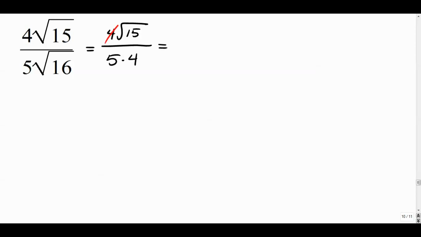4 is on the outside and it's in the top. It's down here, you can cancel them. So it's radical 15 over 5. And that's it. That's a finished answer. No calculators needed, no decimals, no craziness, pretty easy.